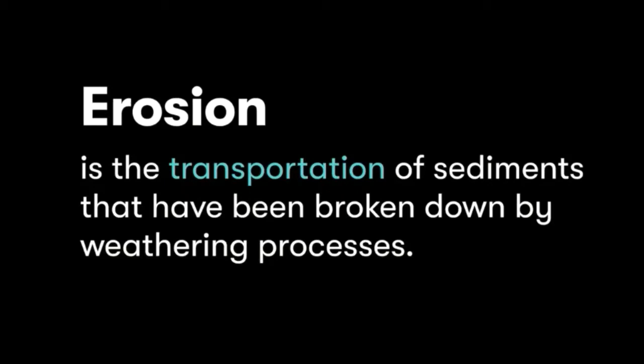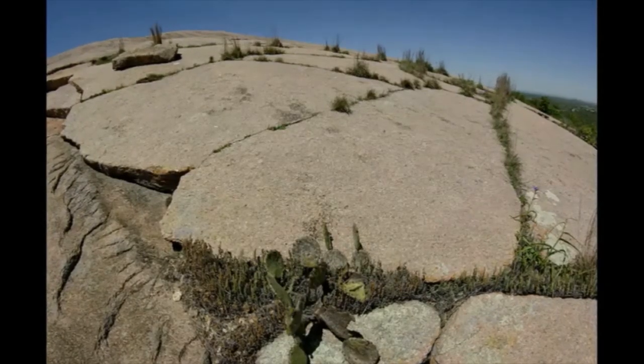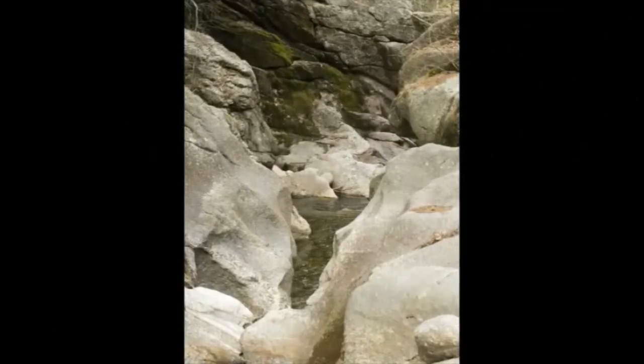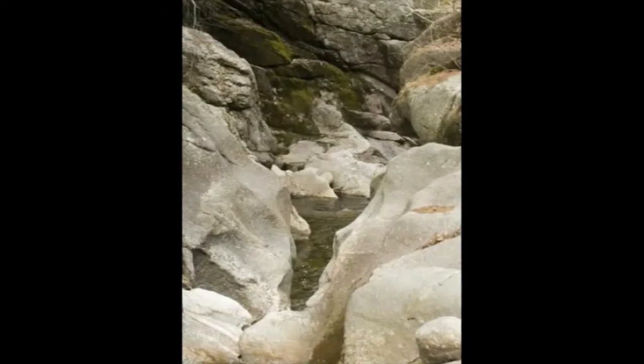So after rocks are weathered, they're often eroded, and that process of erosion is the transportation of the sediments that have been broken down by weathering. So if you imagine little bits of that granite slab being pounded off of that slab because it's being hit by wave after wave and then being carried away in the ocean to a different location, the act of carrying away that sediment of the granite is erosion. You move it from point A to B. So erosion is all about movement and transportation.